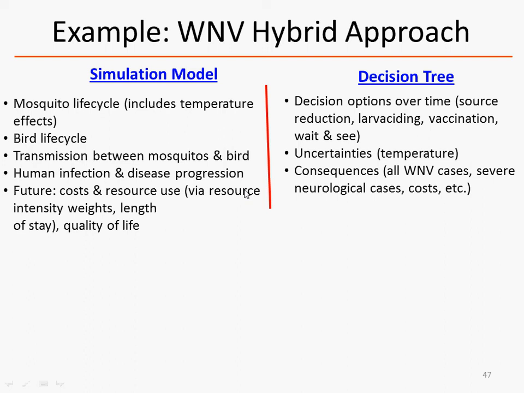So here for the West Nile, the simulation model is responsible for representing mosquito life cycle, bird life cycle, transmission between mosquitoes and birds, human infection and disease progression. And in the future, we'll probably put in costed resource use components, quality of life. Decision analysis, a decision tree in particular, is responsible for the decision options over time, uncertainties, and consequences, for representing these consequences obtained from the simulation model.